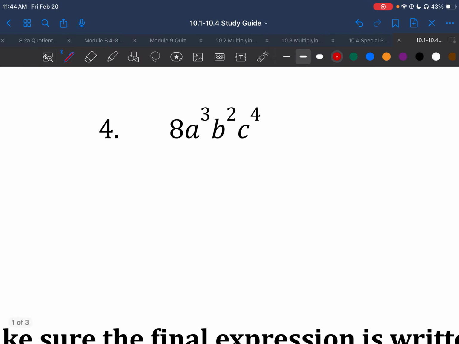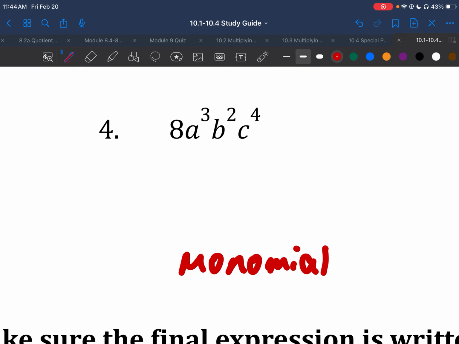And number 4 is already in standard form because there is 1 term only, so it's a monomial. And we remember when we have multiple variables, we add the exponents together. So 3 plus 2 plus 4 gives me 9. And so this is a 9th degree monomial.